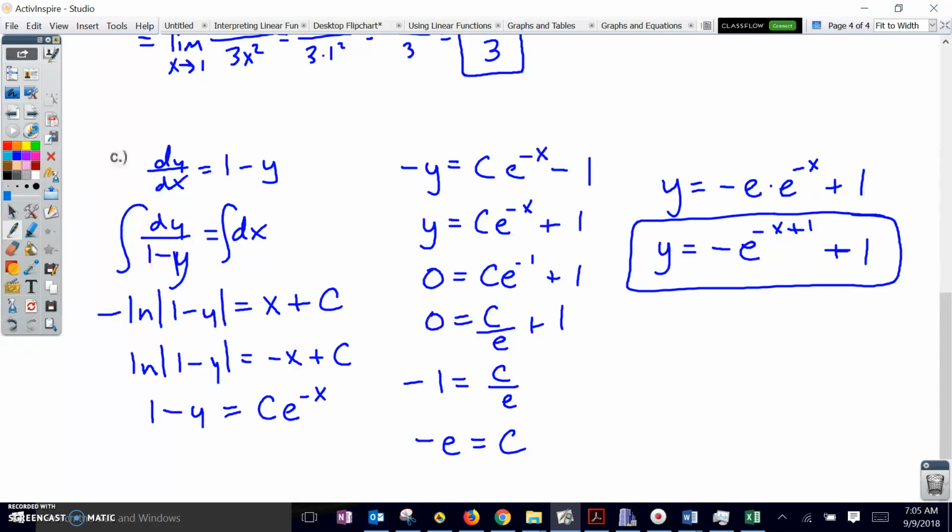Alright, so that was Euler's method and a little bit of review, some review of L'Hopital's rule in context, some review of separation, integration by separation.